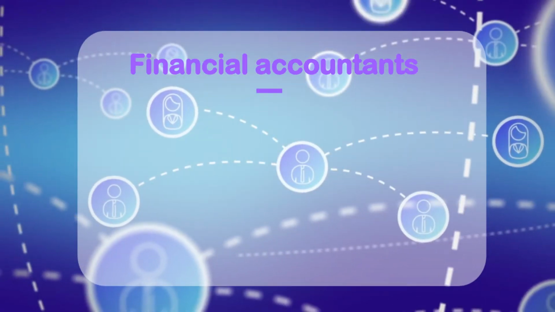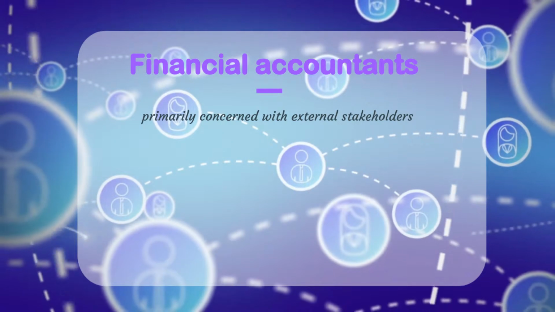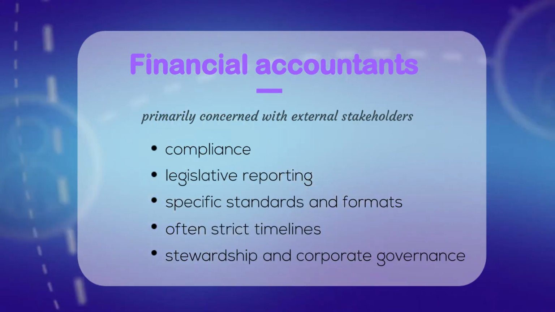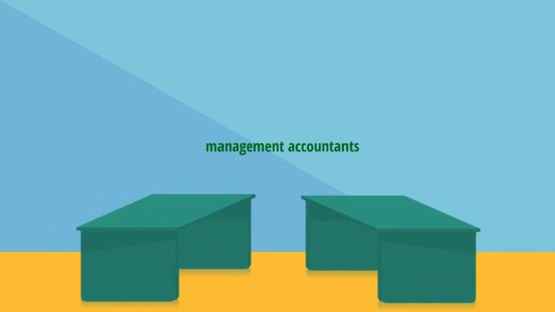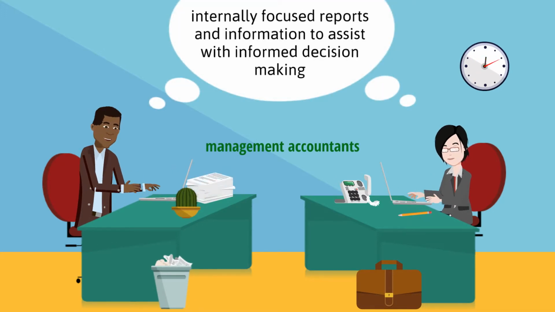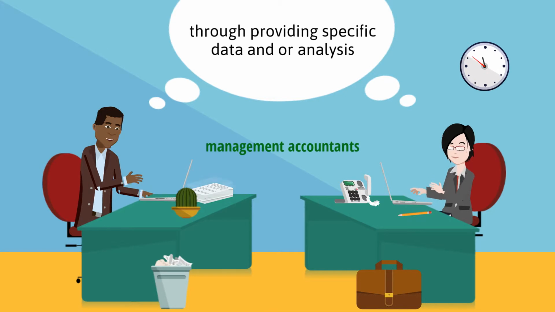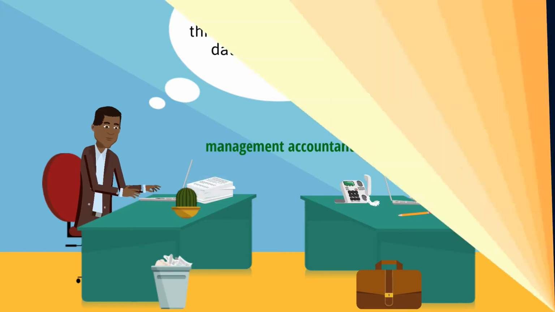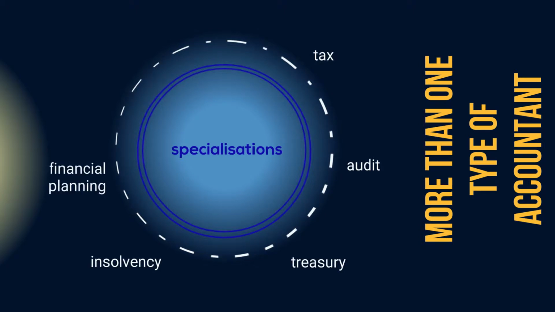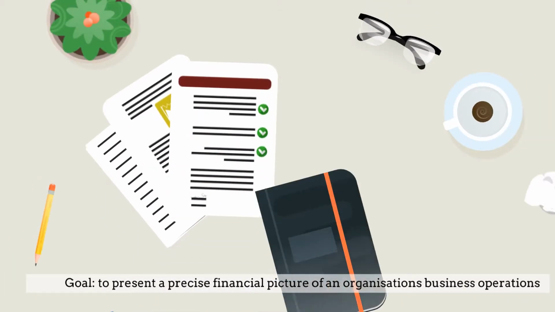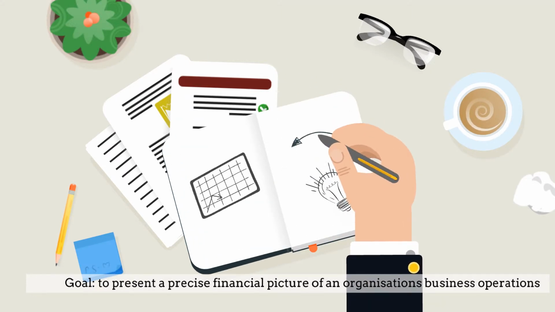Like other professions, there are specialisations within accounting. For example, financial accountants focus primarily on external stakeholders through compliance or legislative reporting. Specific standards and formats may be required. There are often strict timelines associated with producing these reports. Management accountants provide information to people within an organisation. Reports are prepared to assist with informed decision-making through providing specific data and/or analysis. Other accounting specialisations include tax, audit, treasury, insolvency, financial planning and the public sector. The whole point of accounting is to present a precise financial picture of an organisation's business operations.